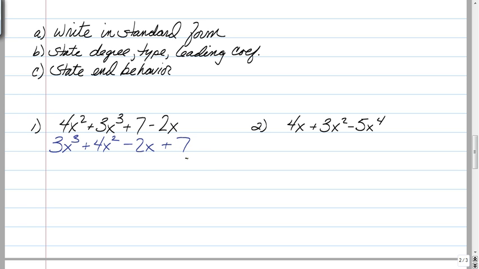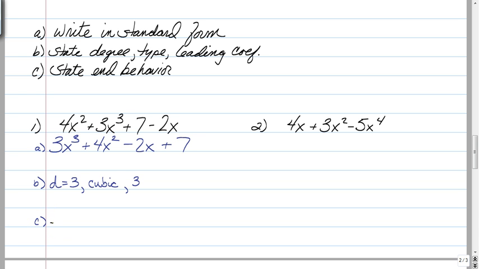State the degree, the type, and the leading coefficient. So the degree is 3. And then the type is a cubic. And then your leading coefficient is the very first number after you put it in descending order, which is 3. Okay, and finally, C is state the end behavior.